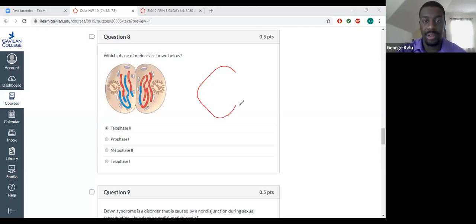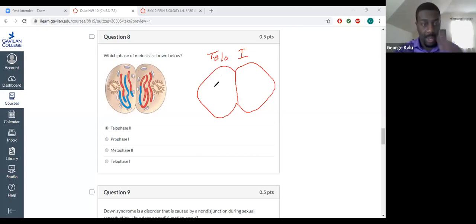I'll go ahead and just kind of draw this out. What would it look like if we were looking at telophase 1? Anyone have an idea? How would telophase 1 look different? So I'll go ahead and explain this one.